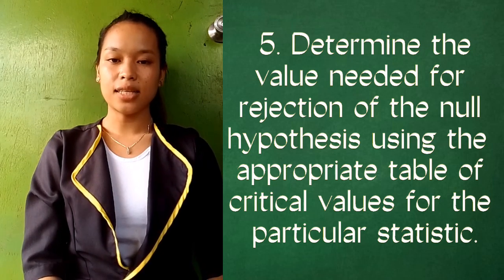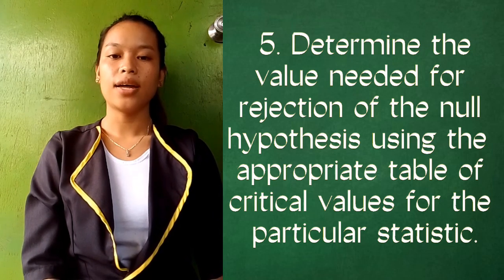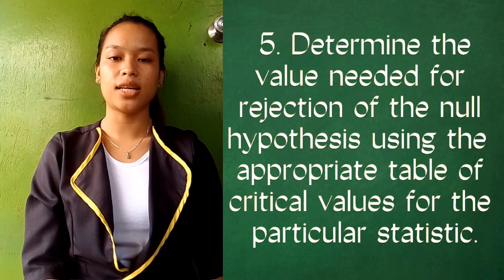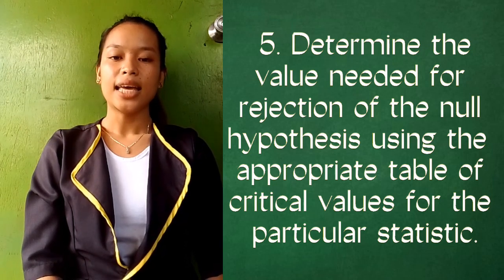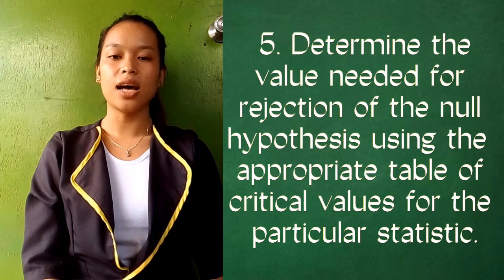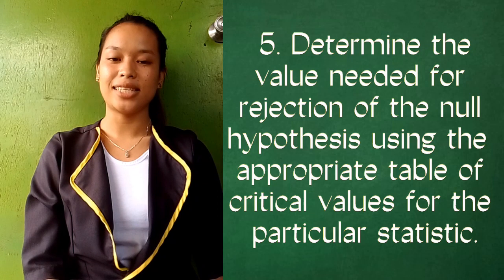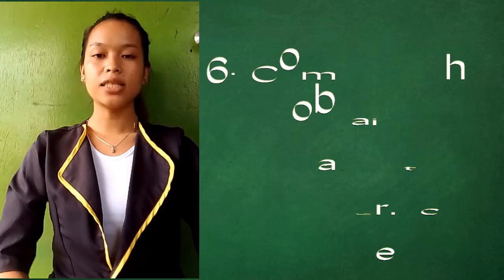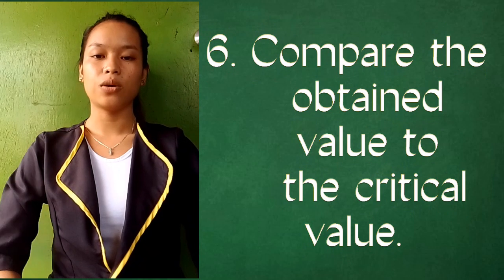If the test statistic is more extreme than the critical value, then the null hypothesis is rejected in favor of the research hypothesis. And if the test statistic is not as extreme as the critical value, then the null hypothesis is not rejected. The sixth step is comparing the obtained value to the critical value.